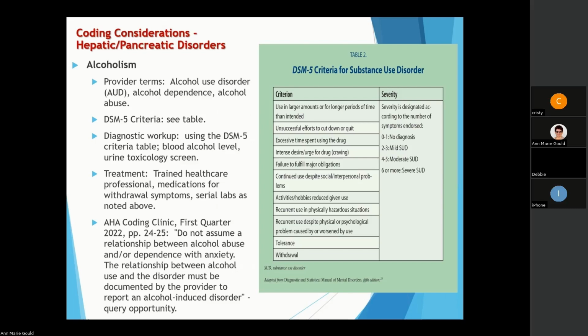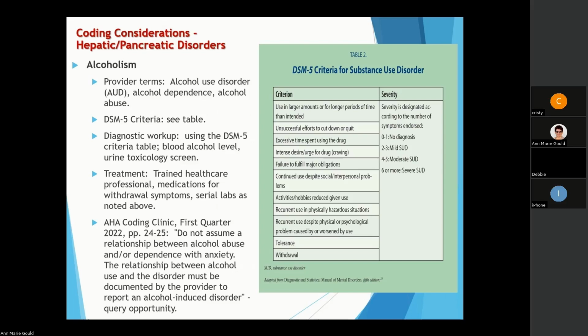Your DSM-5 criteria, I put this little table in. I thought it was a nice, helpful cheat sheet, so to speak, about substance use disorder. And it does give you the severities. And substance use disorder, of course, could be alcohol or any drug, like your cocaine or your methamphetamine use disorder. And it gives you the criteria, which is nice.